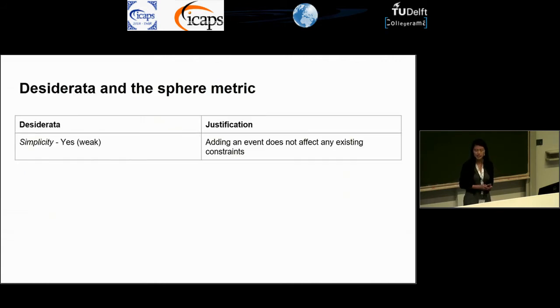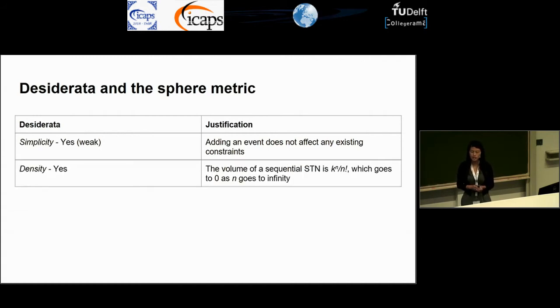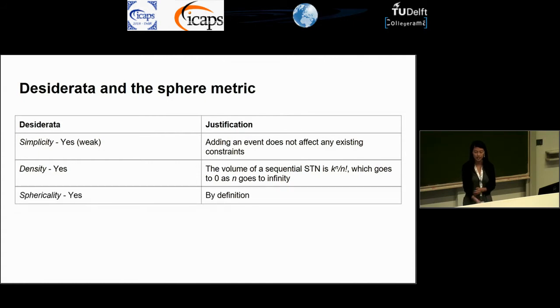For simplicity, it satisfies weakly, since adding an event will not affect any of the existing events, so geometrically, the flexibility should not be able to increase when we add a new event and add new dimensions. For density, it satisfies because the volume of a sequential STN we computed to be k to the n over n factorial, which does go to 0 as n goes to infinity.